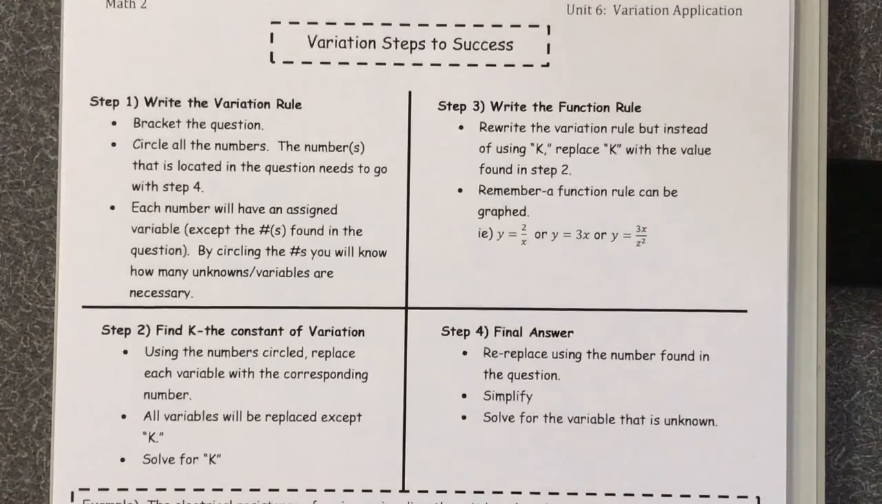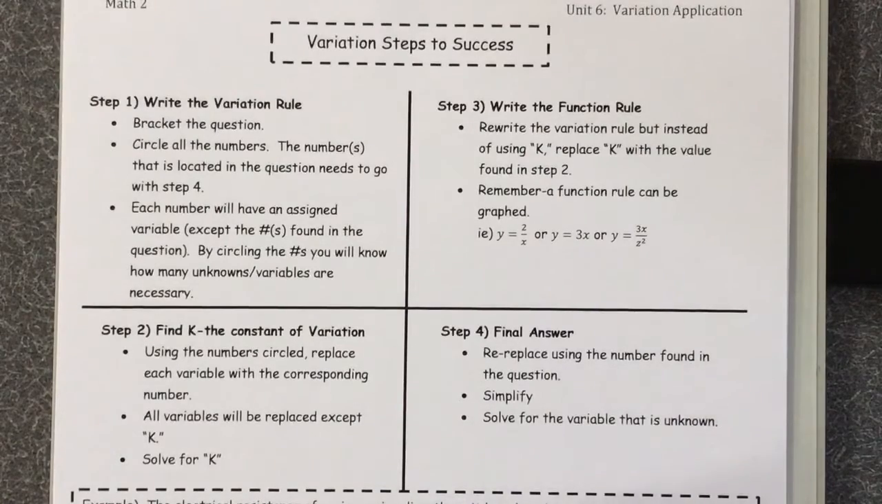So the word problems can be a bit difficult, and step 1 can be the hardest step, setting up your variation rule. If you don't complete step 1 accurately, then it's going to mess everything else up. So I'm going to read through these steps, the 4 steps on how to attack these word problems, and then we're going to apply them. So the first step, step 1, is to write the variation rule. So after you read the problem, if you go through this process, it's going to help you with the variation rule. So first thing you want to do is bracket the question.